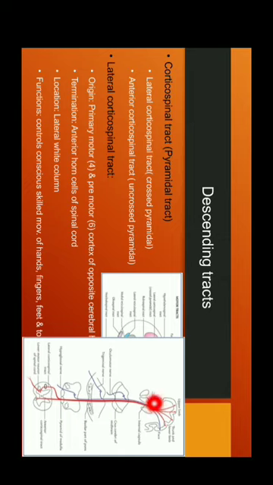You may forget the name. It's not possible to memorize everything at this moment, but as we proceed further with the cerebrum, medulla, and brainstem, it will be easier for you to recapitulate everything.